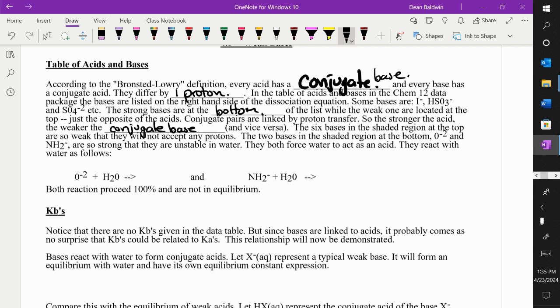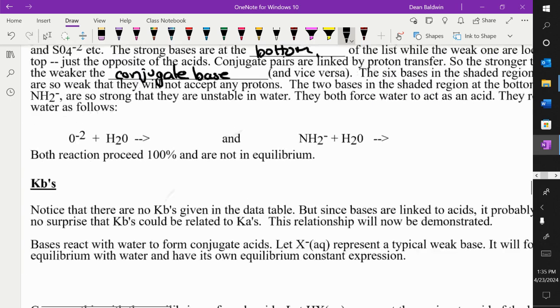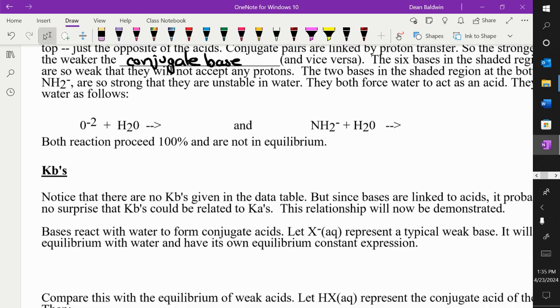There are strong bases, so we have O2 minus. That is never going to exist by itself. At the very bottom, it's going to rip a proton off of water and produce two OH minuses. O2 minus, anything with a -2 charge isn't really that happy. It's not stable. So if there's any sort of proton around, it's just going to grab it. NH2 minus is going to rip a proton off and we're going to create ammonia and OH minus.